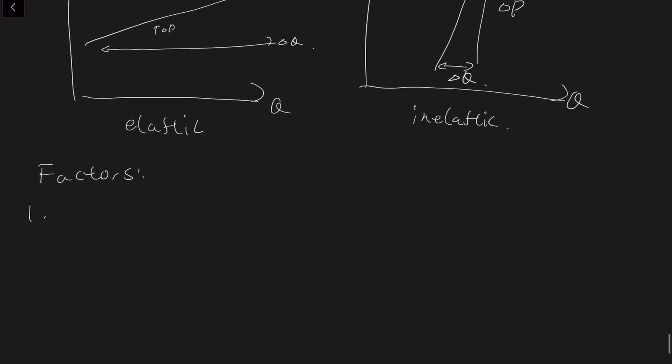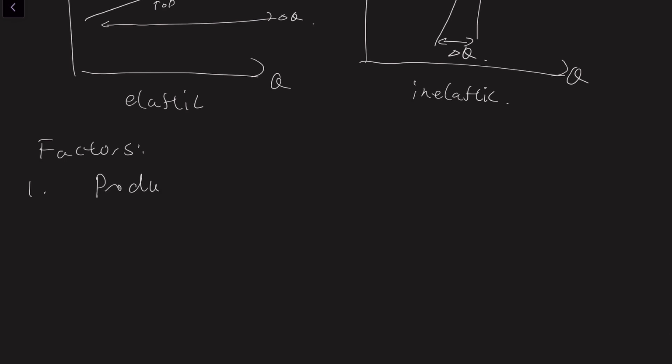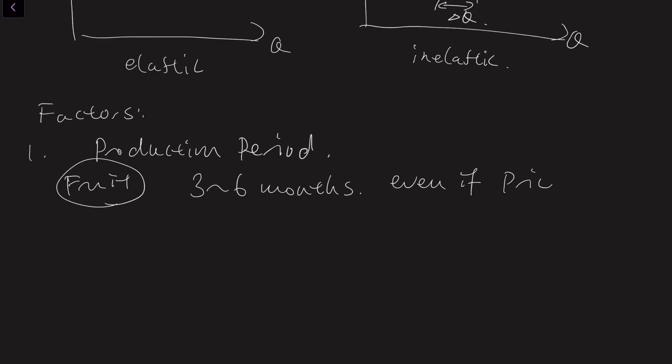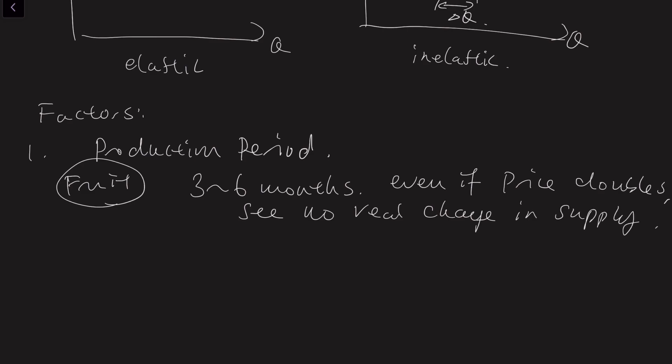Now we look at some of the factors. So the first factor is production period. So for fruit, you can only grow fruit maybe 3 to 6 months. Even if price doubles, we would expect to see no real change in supply, because it really takes a long time to grow a fruit.